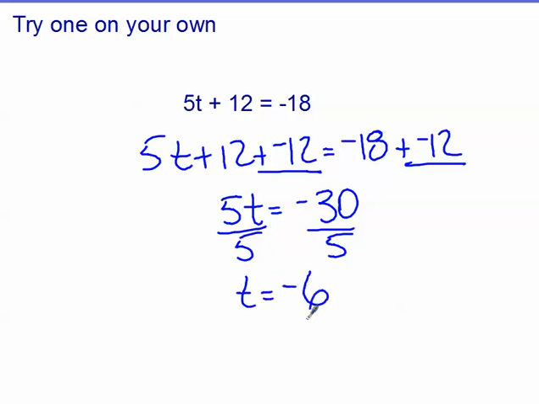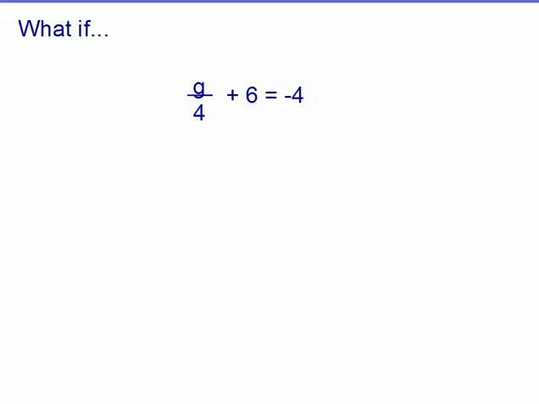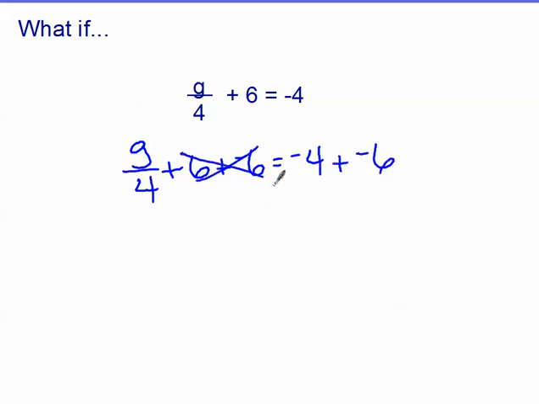So how'd you do? Did you get it right? I sure hope so. So what about division? Do we do that the same way? Yes, we do. We start by getting rid of this 6. So how do I do that? I add its opposite. So g divided by 4 plus 6 plus negative 6 equals negative 4 plus negative 6. So my 6's add out, and we're left with g divided by 4 is equal to negative 10.